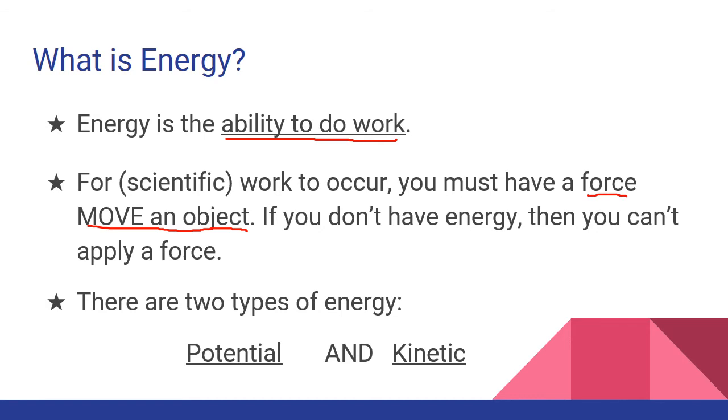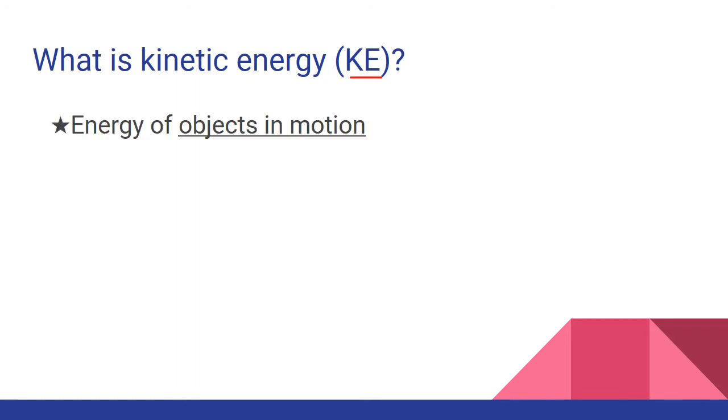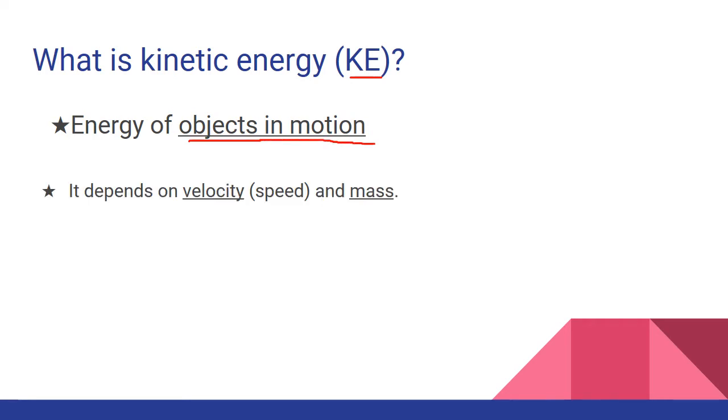We're going to look at two types today. We'll look at potential energy, and we'll look at kinetic energy. So let's start off with kinetic energy. Sometimes we abbreviate that as KE. Kinetic energy is the energy of objects that are in motion. So if something is moving, we say that it has kinetic energy. This depends on two things. We're going to look at an object's velocity, or its speed, and we're going to look at its mass.